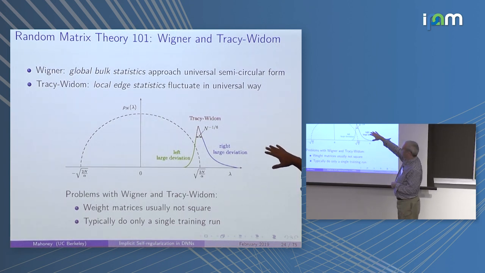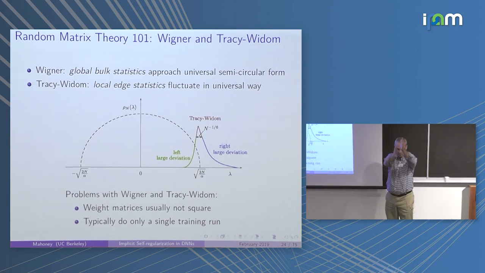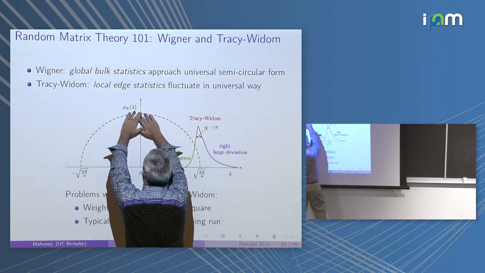So the 101 is Wigner. So Wigner is the statement. It's like the matrix version of the central limit theorem, when you get 500,000 heads if you do a million flips. Look at the eigenvalues of a random matrix. The entries are IID random. They take this shape. It's a semicircle.